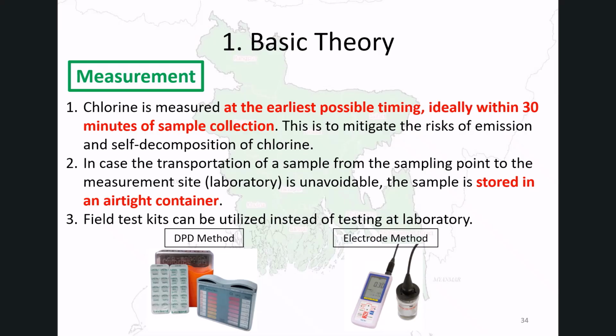Field test kits are also very useful. They allow operators to measure chlorine on site without depending on laboratory equipment. The DPD method and electrode method are commonly used for this purpose. The key point here is that accurate chlorine measurement depends not only on the test method but also on how and when the sample is handled.